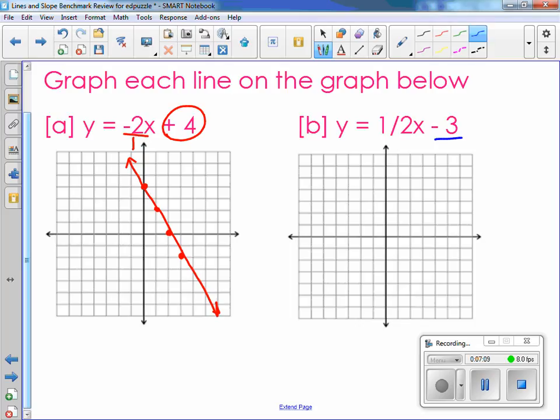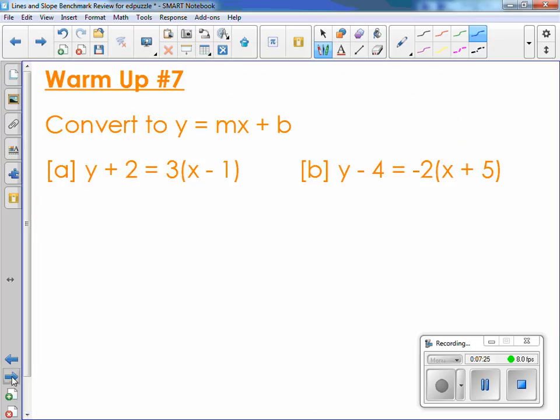All right, you start at negative 3 because that's your y-intercept, and your rise is 1, your run is 2. So you go up 1 over 2, up 1 over 2, and there's your line. Okay? All right, so we have converting and writing equations. So again, I'm going to do the first one, you're going to do the second one.